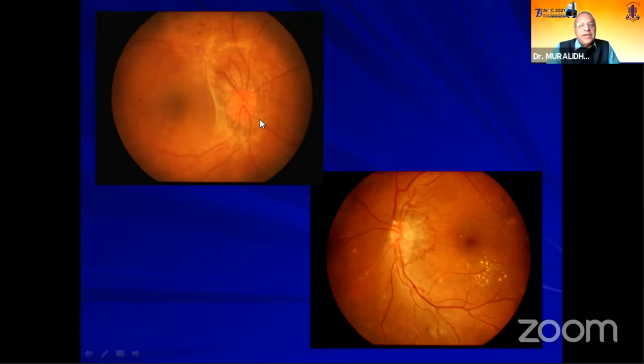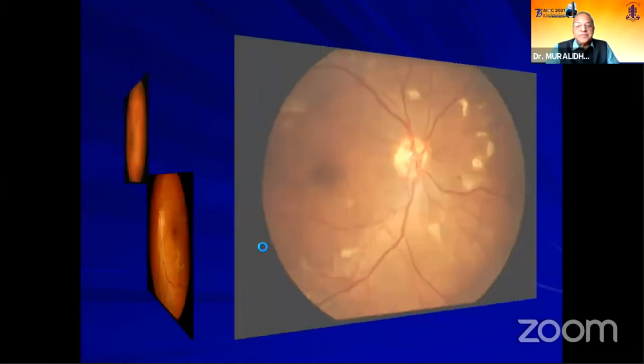And this also classifies as an NVD, because as Kumar said, any new vessel within 1 disc diameter, although this is more than 1 disc diameter, it's part of a neovascular complex within the disc. ILM folds are an important pointer to the presence of some traction and gliosis, and could be a pointer for presence of PVD in these eyes.